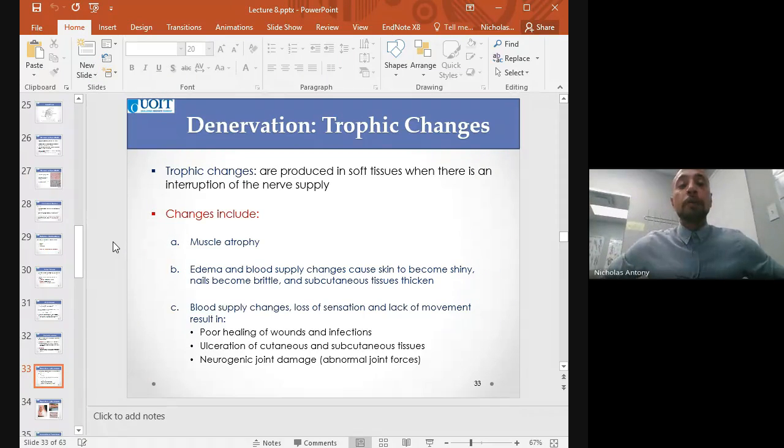So the autonomic changes that we see, the grouping of what happens when we lose autonomic regulation to a limb as a result of a peripheral nerve injury, are called trophic changes. The trophic changes are the things that we see in the soft tissues when there's an interruption of the nerve supply, specifically the autonomic nervous system.